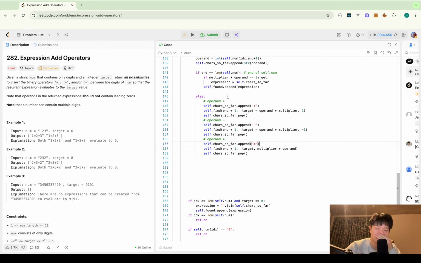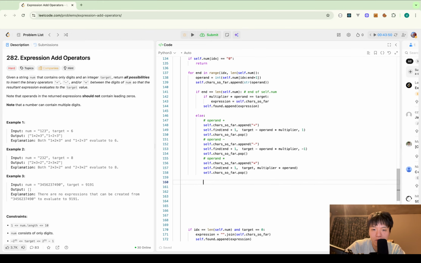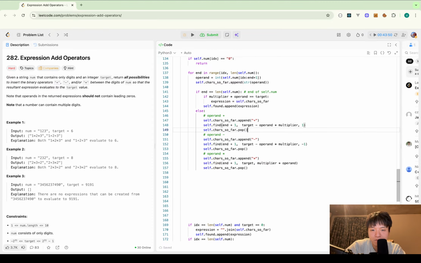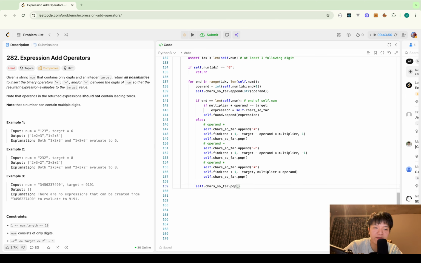Actually, I append the operand here, so I have to roll back this after the whole operation. Wait, yeah, right. Here, I have to roll back. So this one is rollback here, here. Good. Yeah, that's basically it.